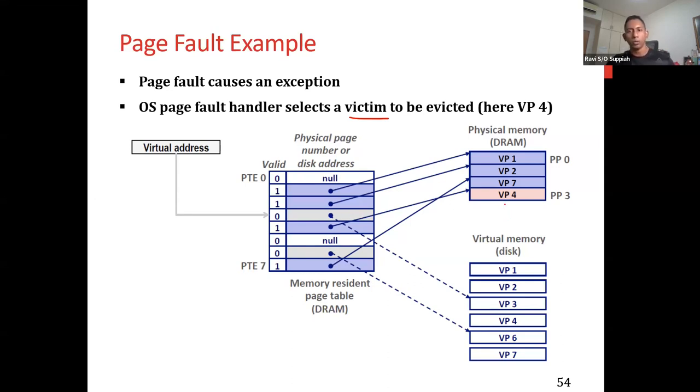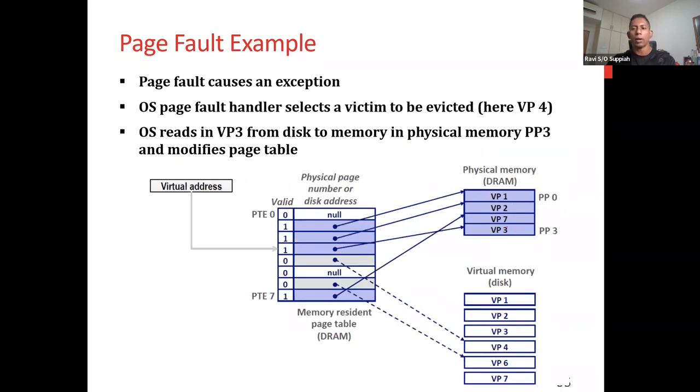But if it is full, then it will have its own protocol of deciding which one to remove. It may remove the oldest one or the least used one. Again, it depends on some policy within the OS. So it may choose to evict one of the pages and replace that with the new page. For example, you can select virtual page 4 to remove, and once that is done, you will update it with the new page, which is virtual page 3.